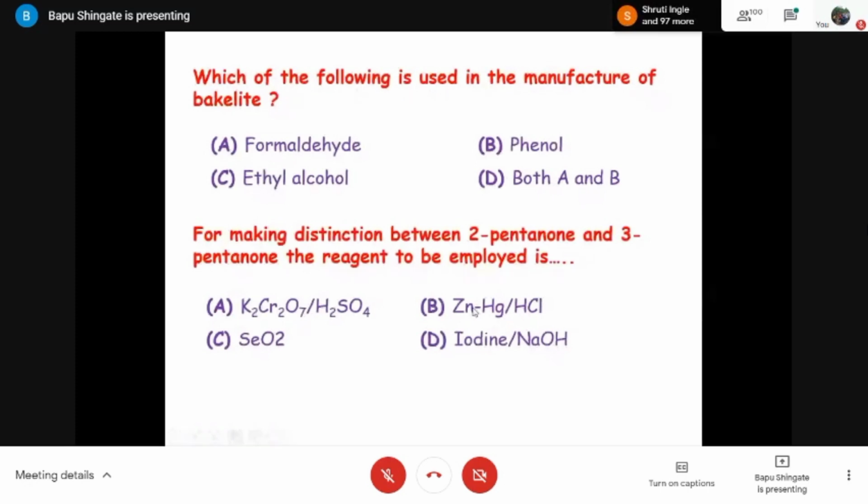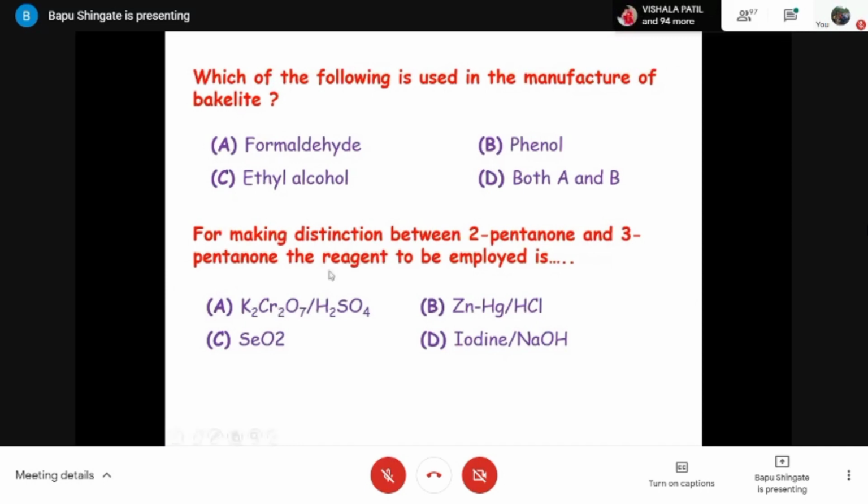If you take selenium dioxide, you should know all its applications. Selenium dioxide is used for the oxidation of allylic systems to allylic alcohols, for the oxidation of ketones to 1,2-diketones, and for dehydrogenation, meaning ketone to alpha-beta unsaturated ketone. Both 2-pentanone and 3-pentanone get oxidized, and a diketo system will be formed. It will be difficult to determine the difference between these two ketones.